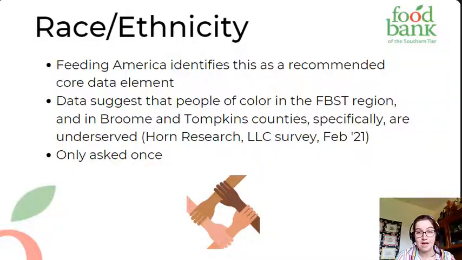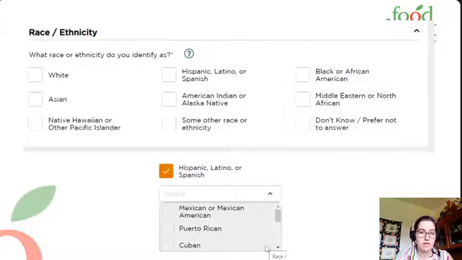So we've got the higher level Feeding America recommendation and within our region as well. And this question would only be asked one time. And this is what the question looks like on the Service Insights on Meal Connect. So it asks, what race or ethnicity do you identify as? And you can see a bunch of different options here, which I believe mirror the census options.